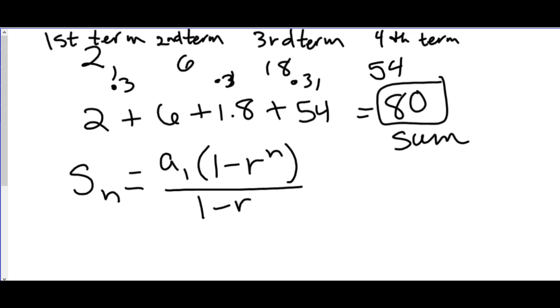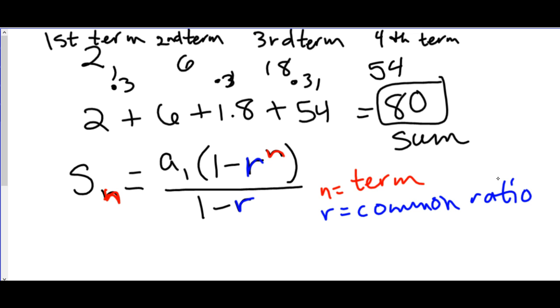So n stands for the number of terms you're working with. So, maybe they want you to find the first 20 terms added together. That would be n equal to 20. r is the common ratio. It's what you're multiplying by every time. And a sub 1 is the first term.